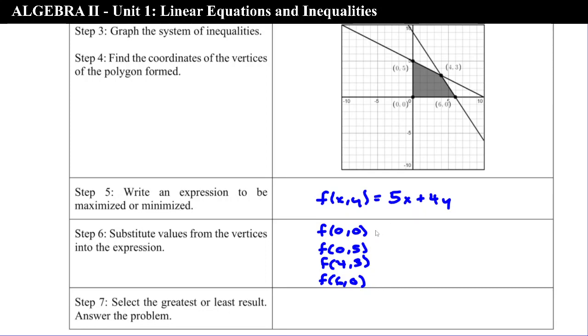And when we do all of these, we're going to plug in 0 for x and 0 for y on the first one. We're going to plug in 0 for x and 5 for y on the second one. And then 4 and 3. And finally 6 and 0.